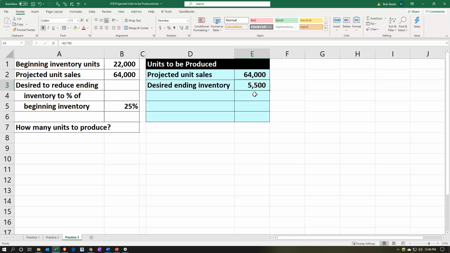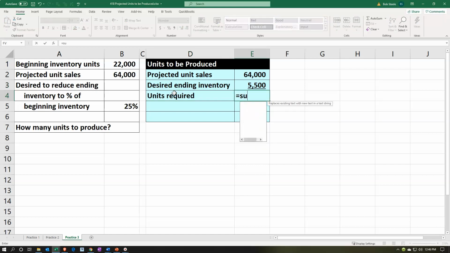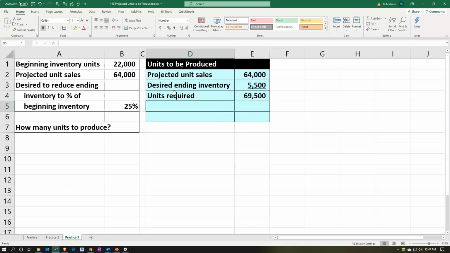Okay. And then we'll underline this, Home tab, font. Let's underline this. This is going to be the units that are required, that we need to have, although we already have some in the beginning, so we don't need to produce all of these. This equals the sum of these two. And then we have the beginning inventory, which we thought was too high. We have a lot of beginning inventory left over from last month's operation, that being the 22,000. And so let's make that a negative. So I'll say negative of the 22,000.